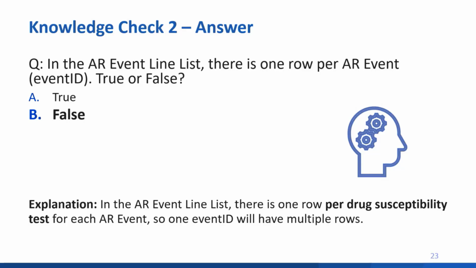Okay. And the answer is false. In the AR event line list, there is one row per drug susceptibility test for each AR event. So one event ID will have multiple rows.